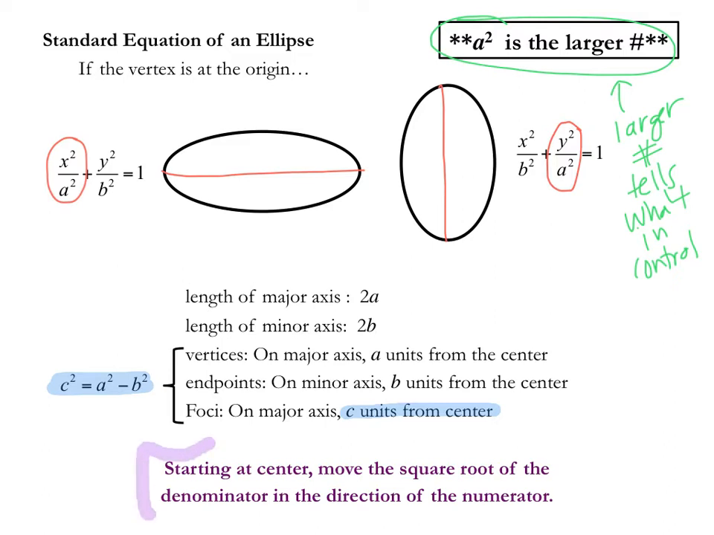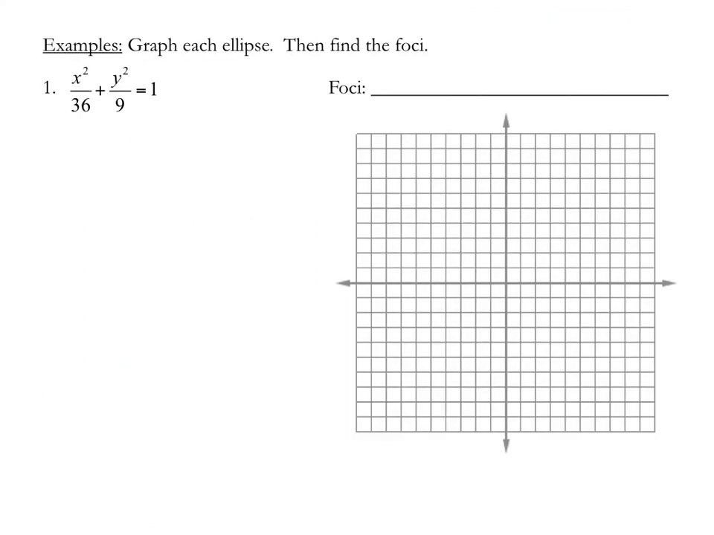So here is our saying that we're going to use to help us graph these. We start at the center, and then we move the square root of the denominator in the direction of the numerator. If you take the square root of the bottom and move in the direction of what the top letter says, that's how you can graph these. So let's start by graphing.